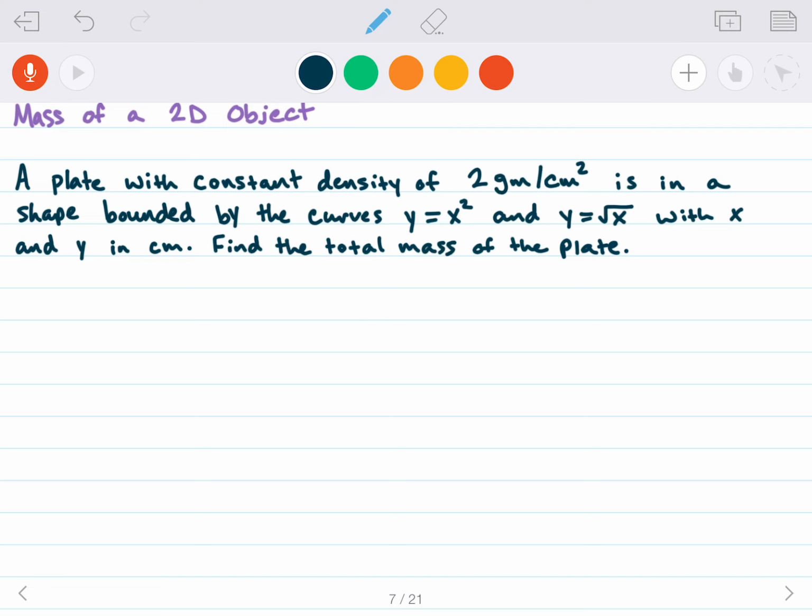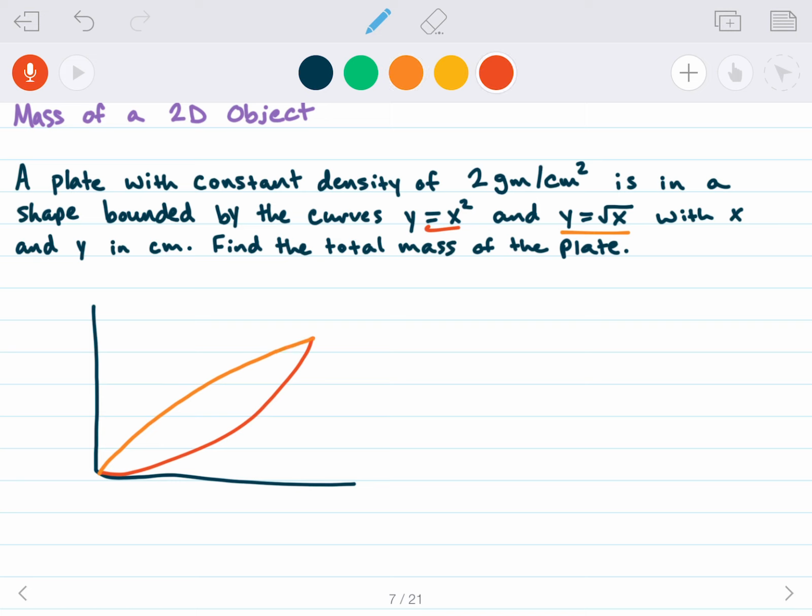First of all, I'm going to sketch the region. Now, we have a shape bounded by the curves y equals x squared and y equals square root of x. So, let's see. y equals x squared we know is a parabola. And then y equals square root of x is just going to be this function right here.